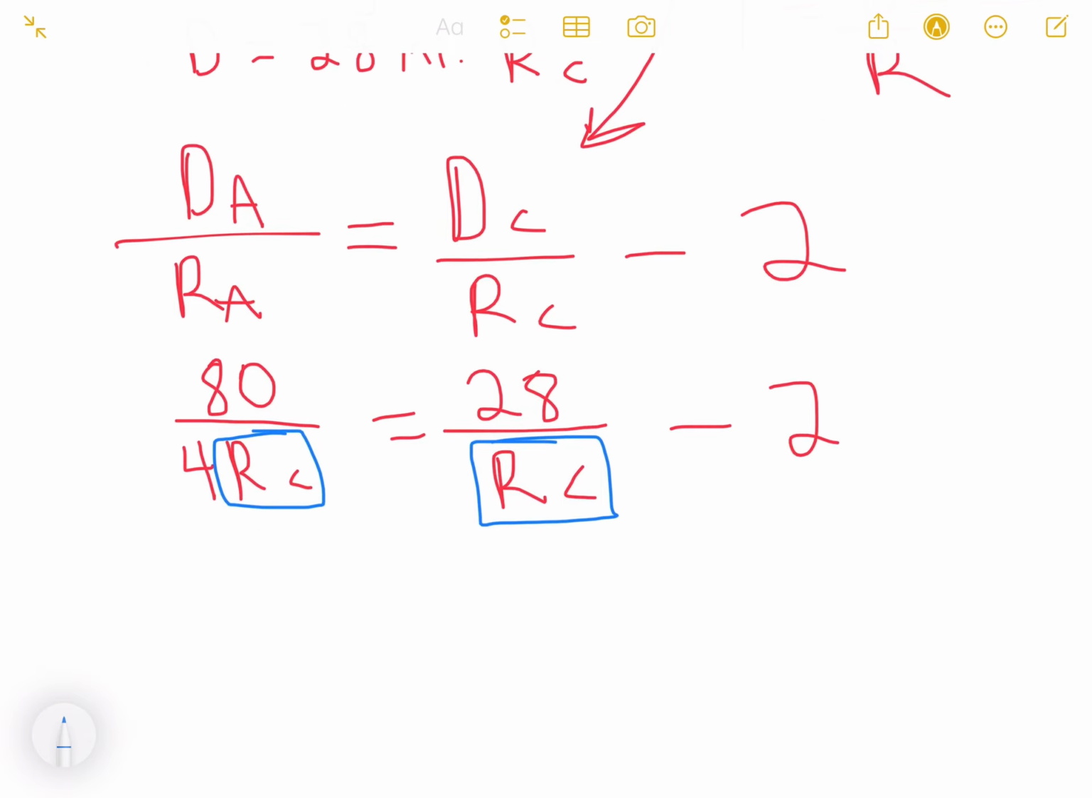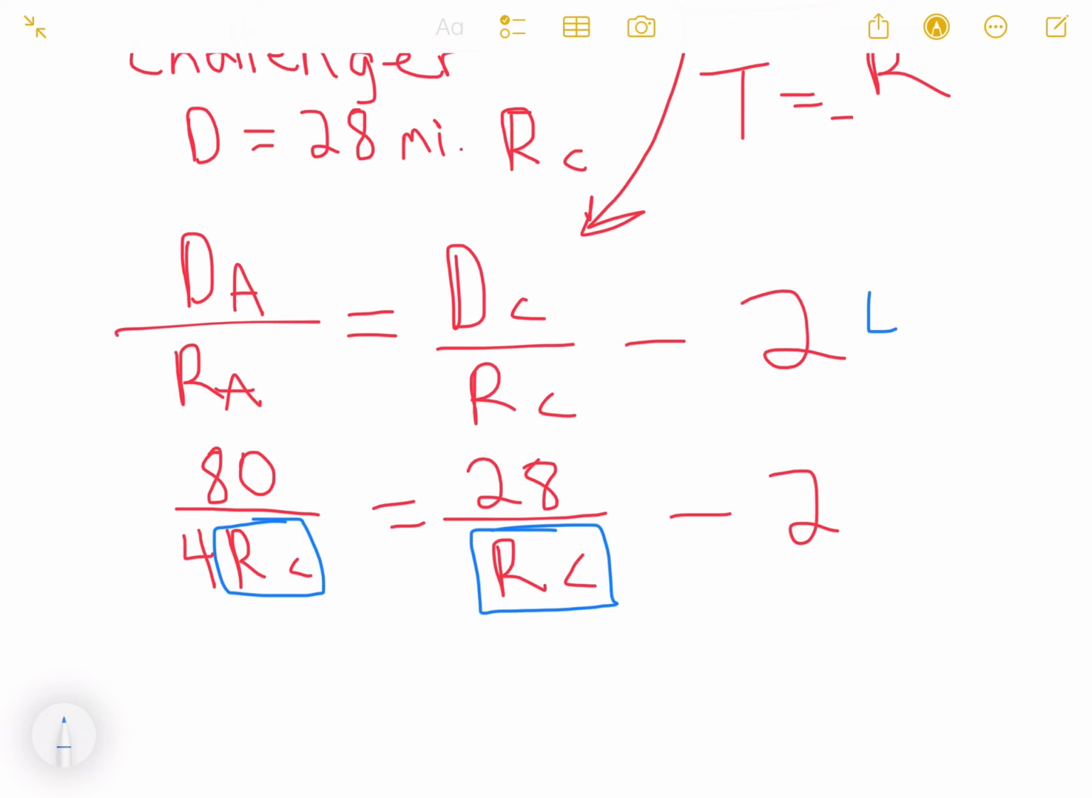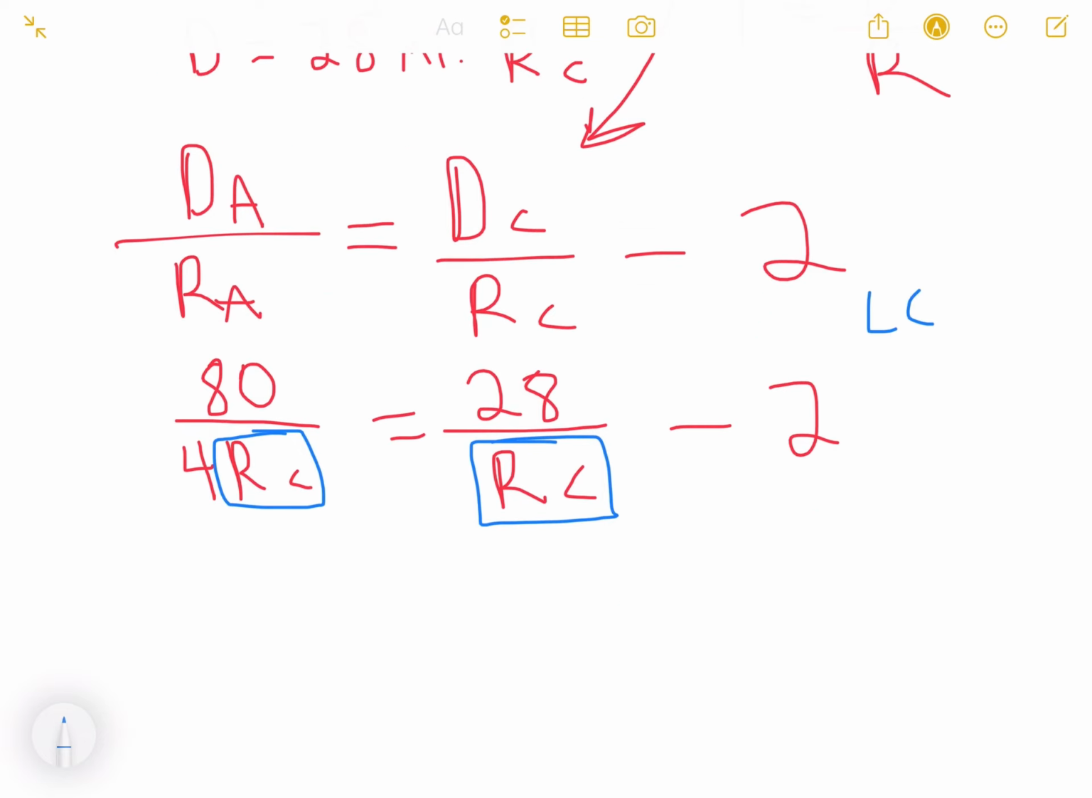And so I can find out that this is part of my least common denominator, because my least common denominator is simply 4RC. And so what I can do here is say, well, then let's multiply everything by 4RC. And I can do this, why? Because I have an equation. I can multiply both sides by something, because I'm changing both sides by the same exact amount.